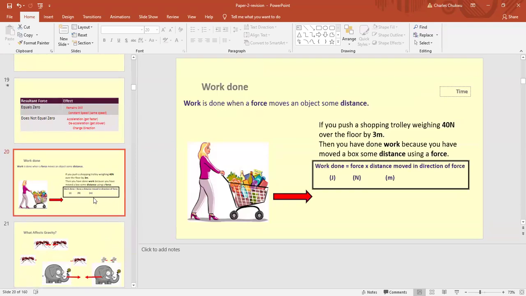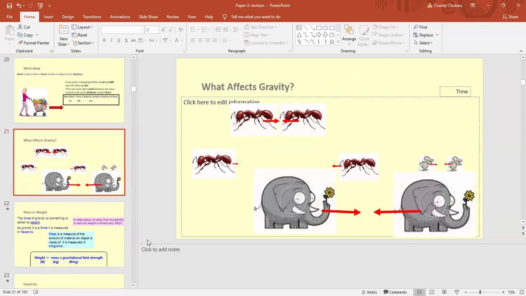All right. We alluded to this, that work done is given by force times distance moved in the direction of the force. Okay, so just remember that work done is force times distance in the direction. It has to be in the force's direction. If it's not in that force's direction, then you can't say that that is work done.